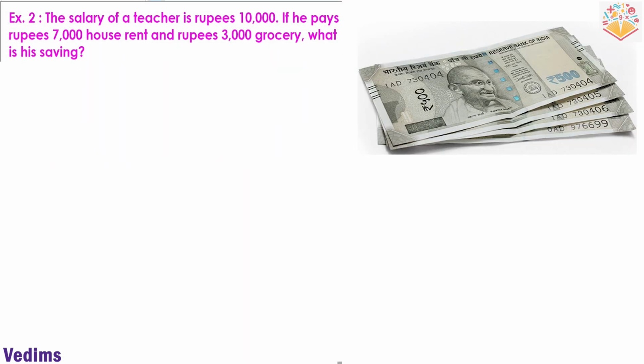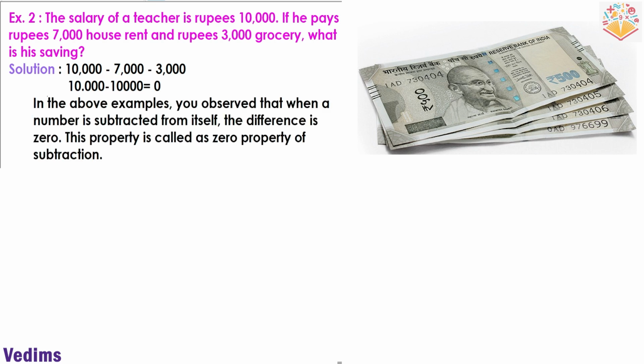The salary of a teacher is rupees 10,000. If he pays rupees 7,000 house rent and rupees 3,000 for grocery, what is he saving? It can be put like this: 10,000 minus 7,000 minus 3,000. Observe that minus 7,000 minus 3,000 is minus 10,000. 10,000 minus 10,000 is 0.